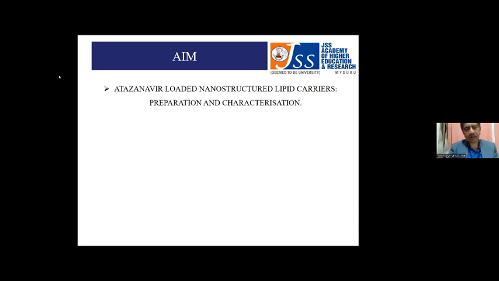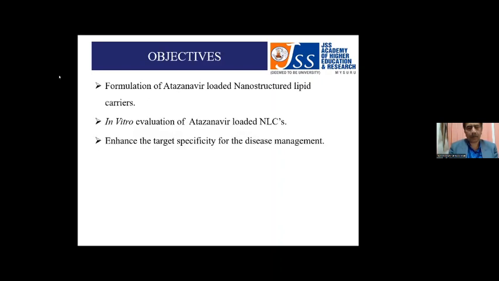So my basic aim of the present research is to prepare Atazanavir loaded nanostructured lipid carriers and characterize the same. The objectives of this work are to formulate Atazanavir loaded nanostructured lipid carriers, characterize the developed nanostructured lipid carriers, study the in vitro dissolution of nanostructured carriers containing Atazanavir, and enhance the target specificity for disease management.